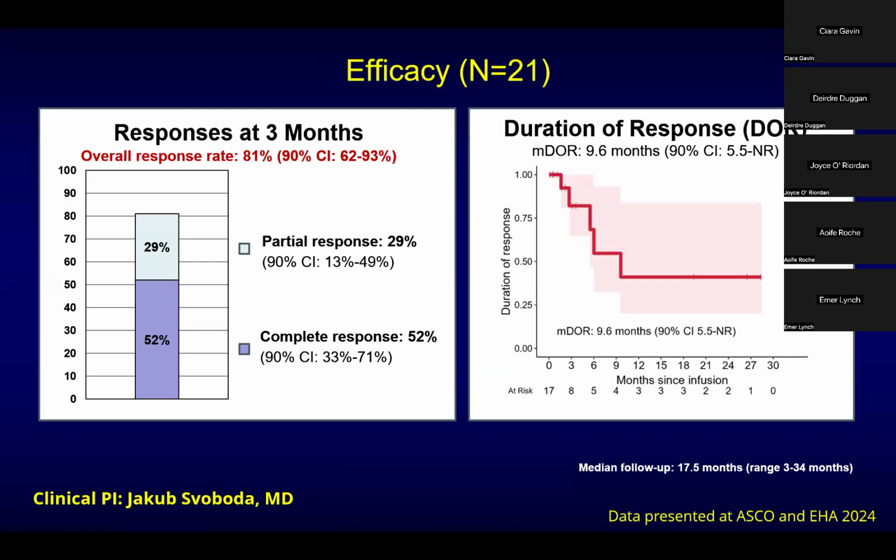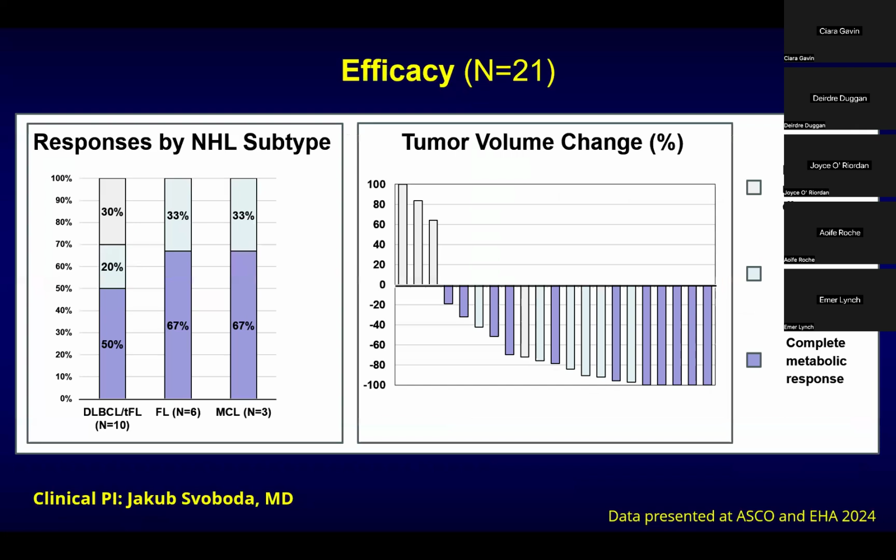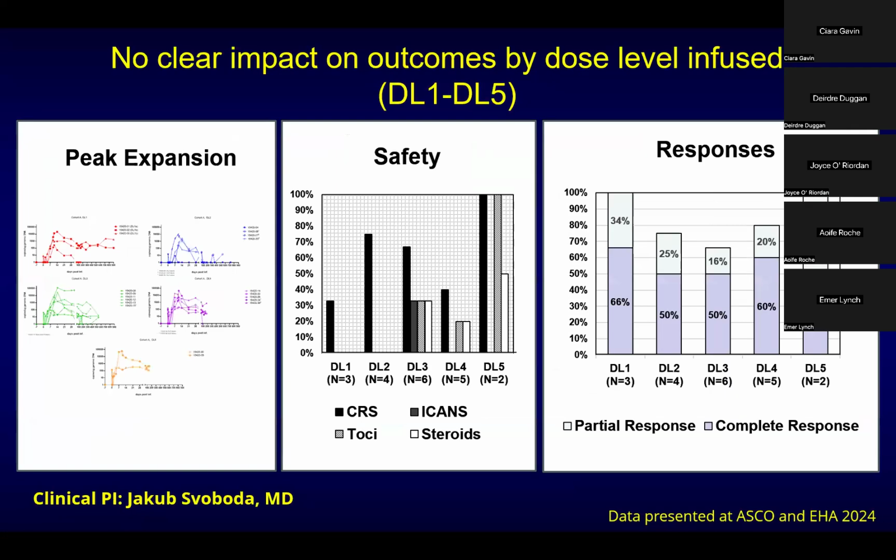Now, in the larger cohort of 21 patients, you can see the overall response rate here of 81%, a complete response rate of 52%. The duration of response is shown here on the right. This is looking at responses by non-Hodgkin's lymphoma subtype. There's not really a difference, although there are small numbers. The tumor volume change is shown here on the right.